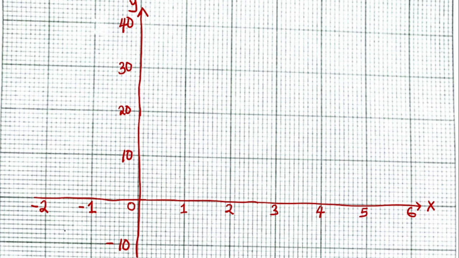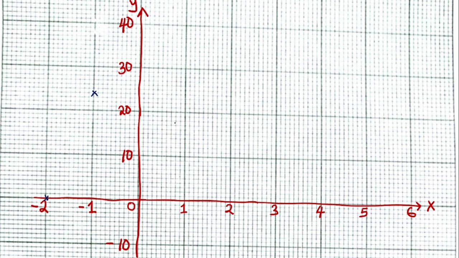Our coordinates. The first coordinate is negative 2, 0. So negative 2, 0 is somewhere here where I've put a cross, which is in blue. Then negative 1, 24. When you get to 20, you start counting, because one small box is equal to 1. So 20, 21, 22, 23, 24, it is there. So the point will be here.